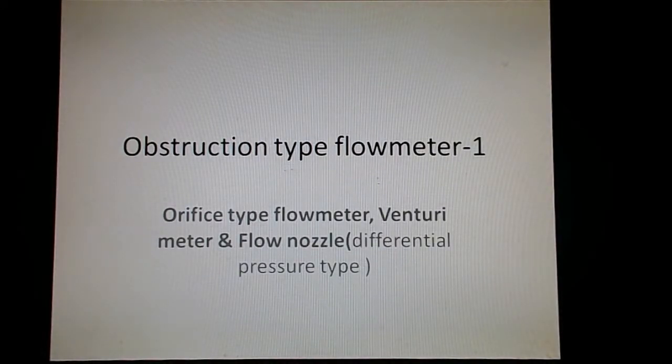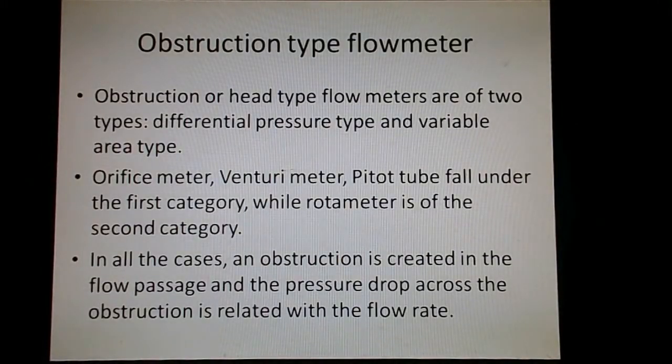Obstruction type of flow meters are of two types: differential pressure type and variable area type. In this lecture, we are going to discuss differential pressure type obstruction type of flow meters: orifice type flow meter, venturi meter and flow nozzle. These come under the differential pressure type of flow meters. The variable area type of flow meters are rotameter.